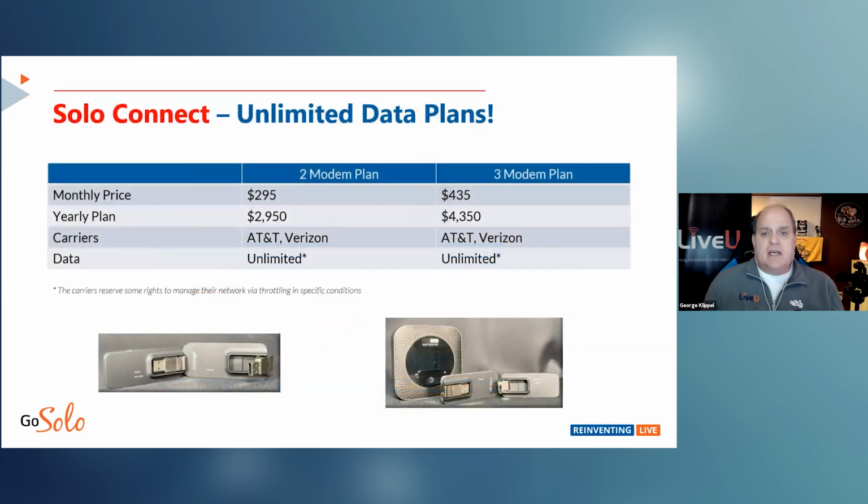And then finally, the unlimited data plan that I mentioned. So instead of going out and trying to get the data on your own, you can get a two modem unlimited data plan for Verizon and AT&T at $295 a month or $2,950 for the year, and $435 a month for the three modem plan or $4,350 for the year for the three modem plan.